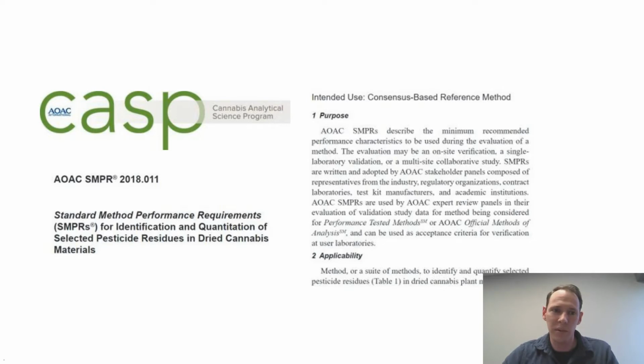And there are a number of standards organizations that are getting more involved in cannabis, and one of those is AOAC. AOAC has a very active cannabis program called the Cannabis Analytical Science Program, or CASP. And in 2018, they published a standard method performance requirement for the quantitation of pesticides in dried cannabis materials.